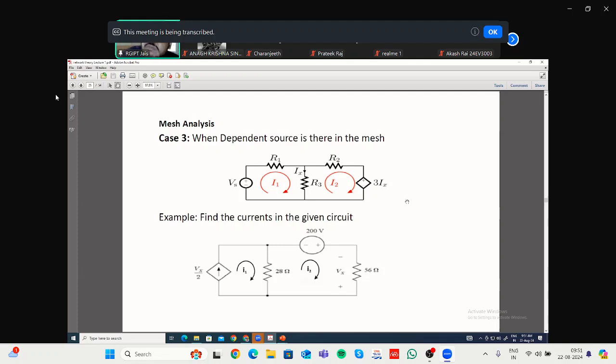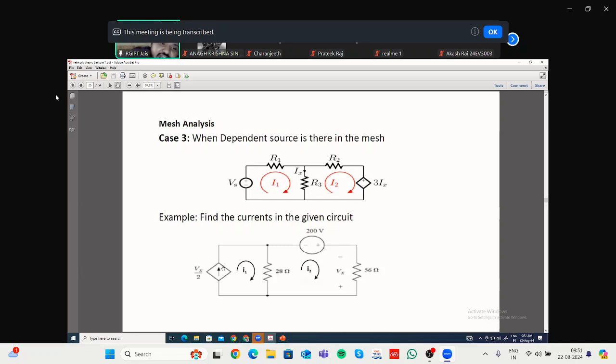Now you see what is written beside it. Here it is written 3ix. That means it is dependent. I means current. It is already shown. I is shown by this arrow inside this branch. That means I denotes current. So this dependent voltage source depends on some kind of a current. So it is a current controlled voltage source.